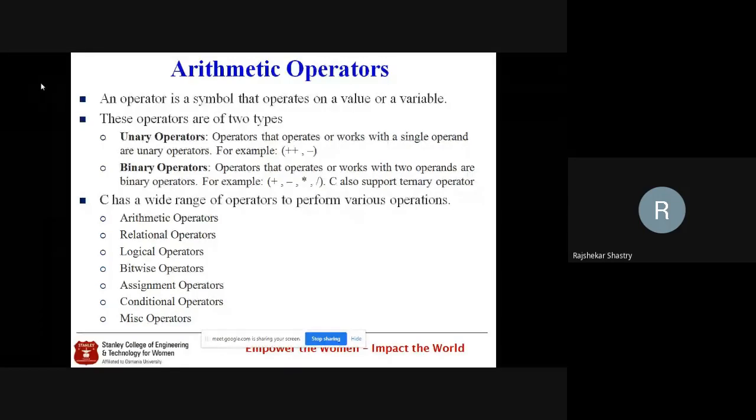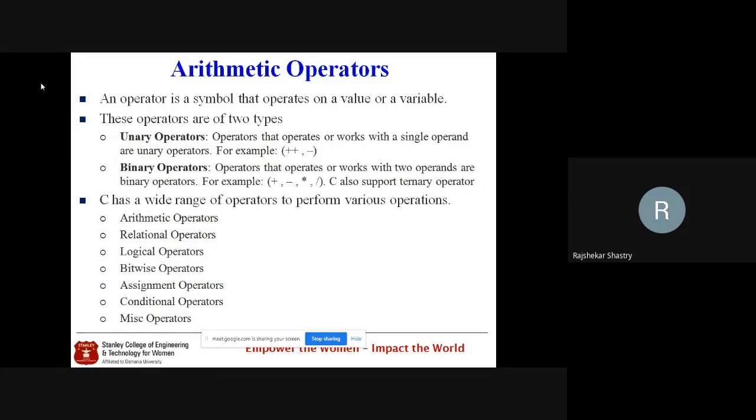Similarly, I can even say a minus b also. There also that minus is applied on two operands. Previously, when the same minus was applied on a single operand, it became a unary operator. But this time we are using the minus operator between two operands, so now it behaves like a binary operator.